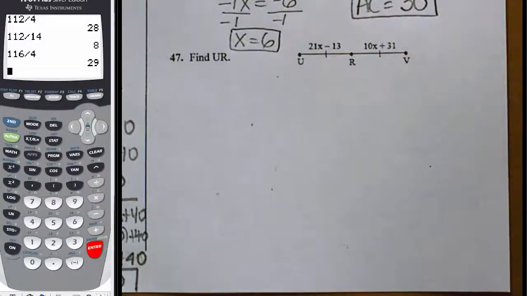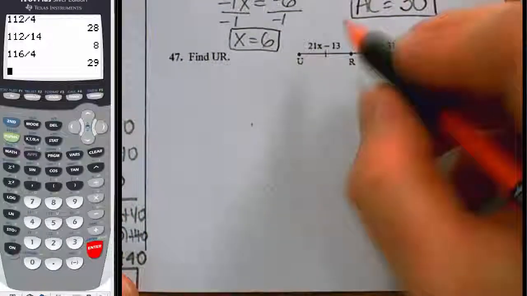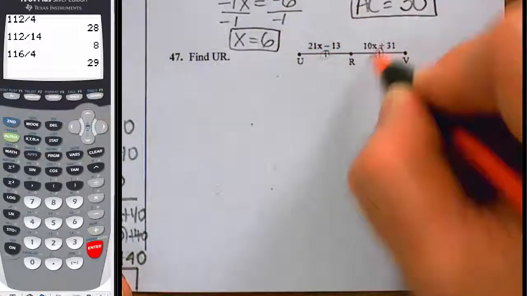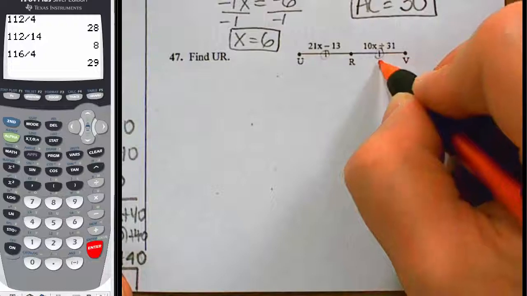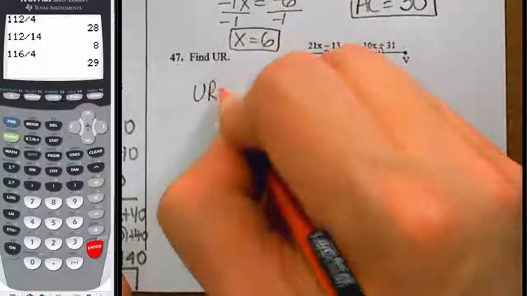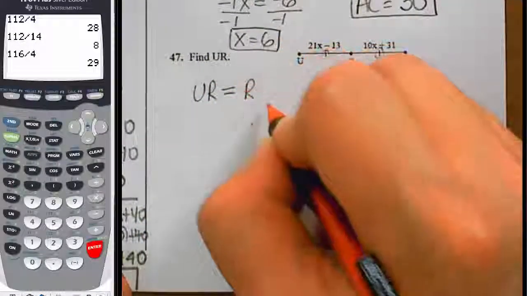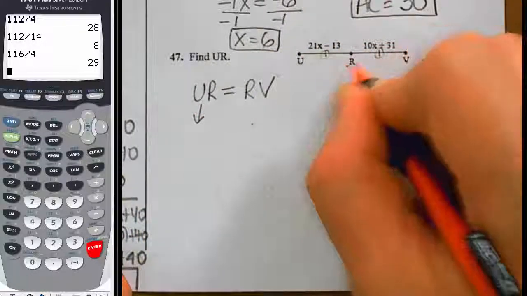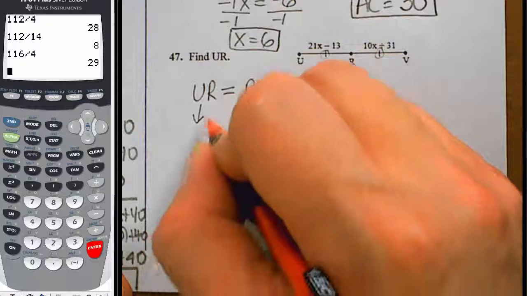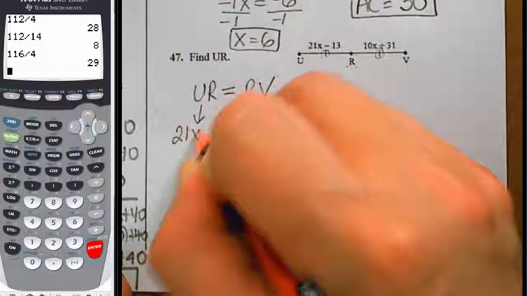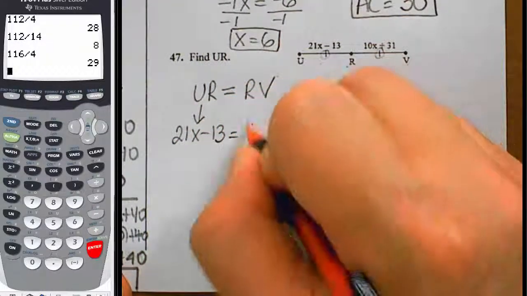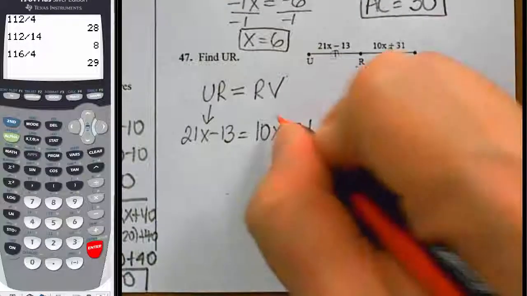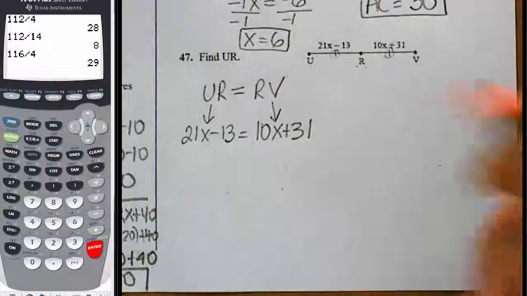Alright, the next problem, we're dealing with a midpoint. How do I know that? Because of these symbols. This symbol tells me that this segment equals this segment. So that's the relationship I want to use to set up my equation. UR is the same as RV. So UR is 20x minus 13 and RV is 10x plus 31. So with that, let's solve the equation.